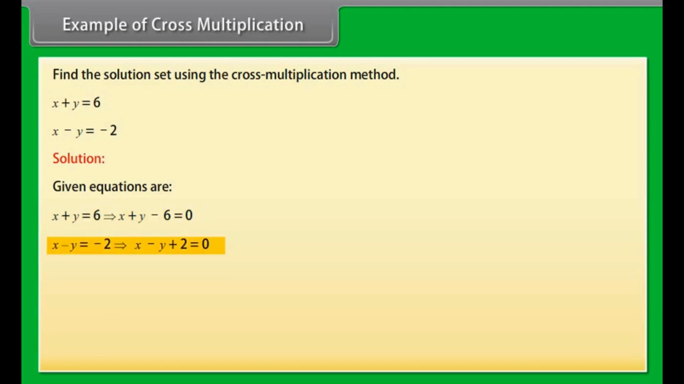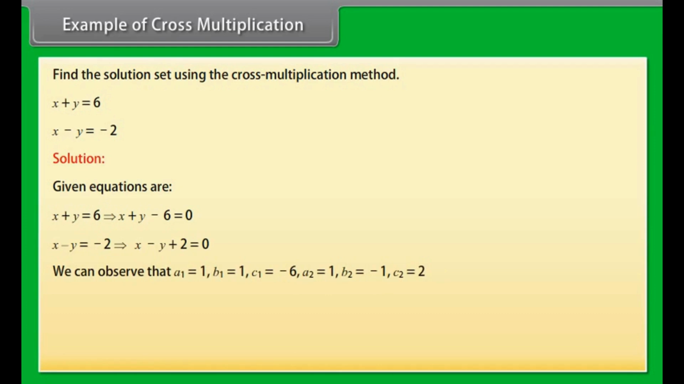x minus y is equal to minus 2. It implies x minus y plus 2 is equal to 0. We can observe that a1 is equal to 1, b1 is equal to 1, c1 is equal to minus 6, a2 is equal to 1, b2 is equal to minus 1, c2 is equal to 2. Solution x, y is given by x is equal to (b1c2 minus b2c1) upon (a1b2 minus a2b1).